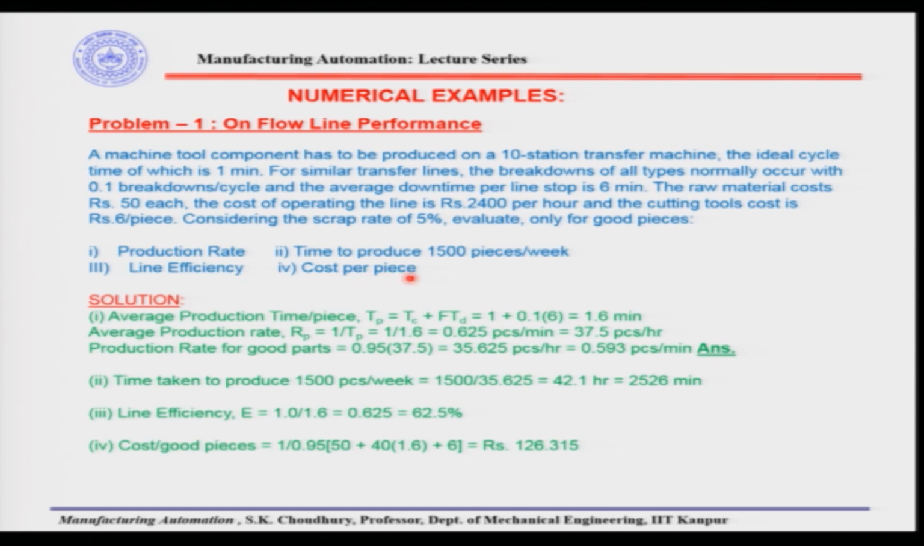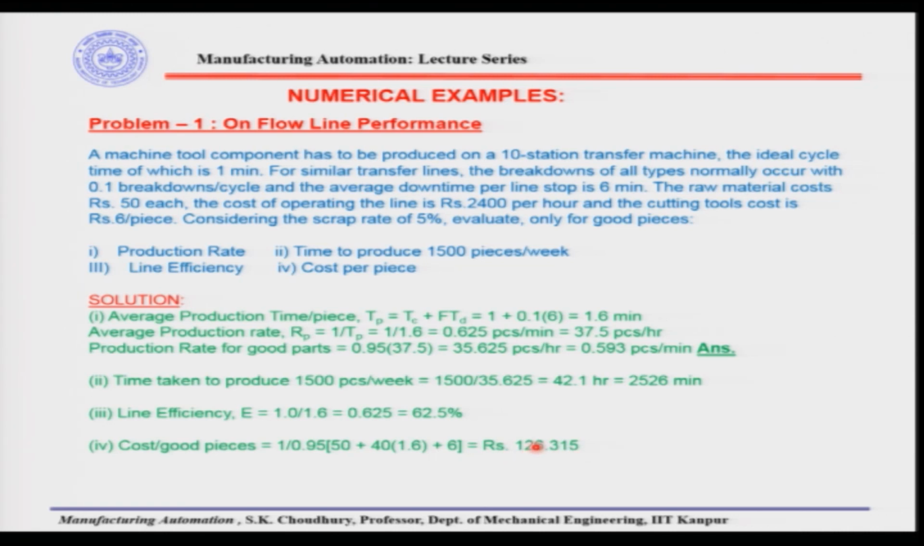And finally, the cost per good piece, because we evaluate only for good pieces. The cost per good piece will be 1 upon 0.95, this is the 95%, into 50 plus 40 into 1.6 plus 6. If you remember the formula, it was the raw material, line operating time and cost, plus the tooling. Here the tooling is given as the cutting tool cost of rupees 6 per piece. So, it is coming in here. 40 is the line operating cost, because 2400 rupees is given here. So, the cost per good piece will be 126.315.